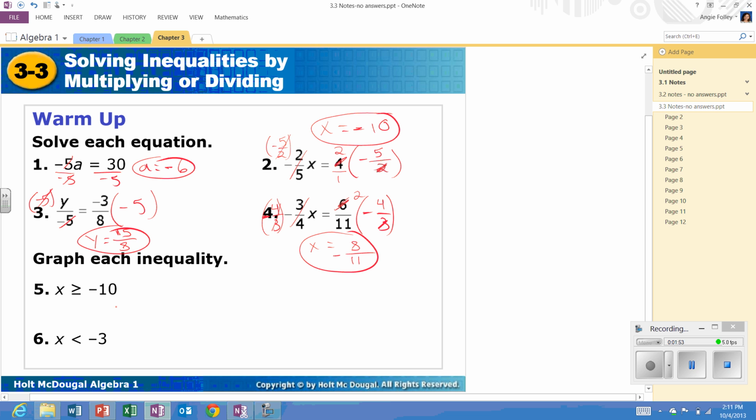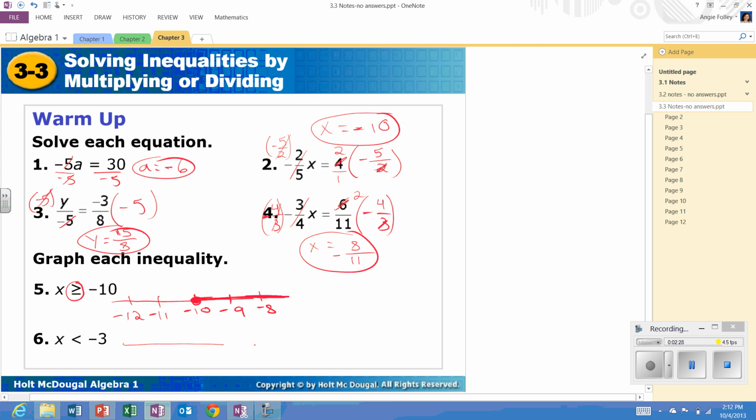Okay, for graphing the inequalities. So we need to draw a number line. I'm going to pick -10 somewhere in the middle. I'm going to go above it, which remember negative numbers are bigger the smaller they are. So -9, -8. I'm going to put -11 and -12 over here. And then if you notice, we're going to need a closed circle because it's a greater than or equal to sign. So a closed circle at -10, and then x is greater than. So x is going to be all the numbers to the right.